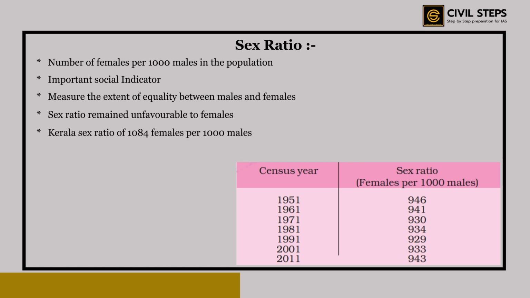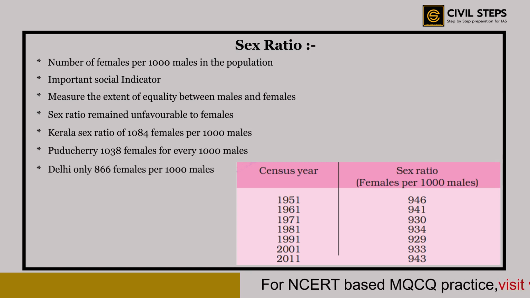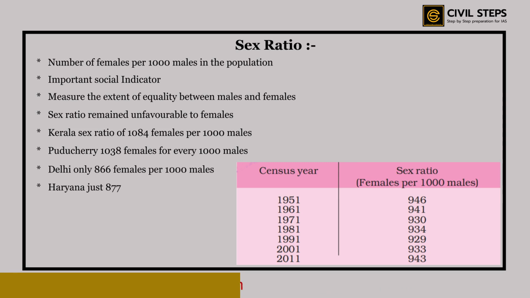Kerala has a sex ratio of 1,084 females per 1,000 males, whereas Puducherry has 1,038 females for every 1,000 males. However, if we talk about Delhi, then there are only 866 females per 1,000 males, and in the state of Haryana, there are 877 females per 1,000 males. So this was about the sex ratio.